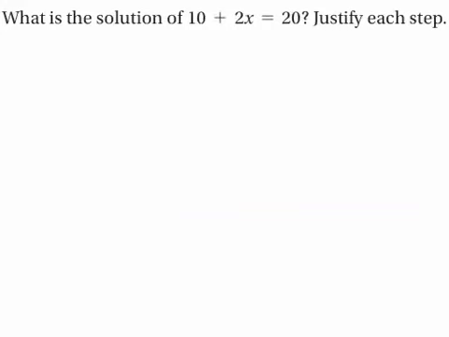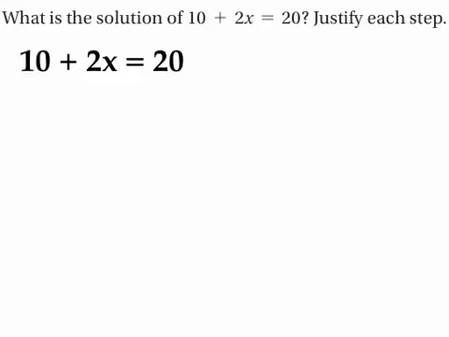The last example says, what is the solution of 10 plus 2x equals 20? And it also asks us to justify each step. We can use the properties that we talked about at the beginning of this lesson to justify each step. I'm going to first rewrite my problem. If you notice, this is written in a little bit different order, but that doesn't matter. I have 10 plus 2x equals 20. So if you look at the variable x, it's being multiplied by 2, and then we're adding 10 also.